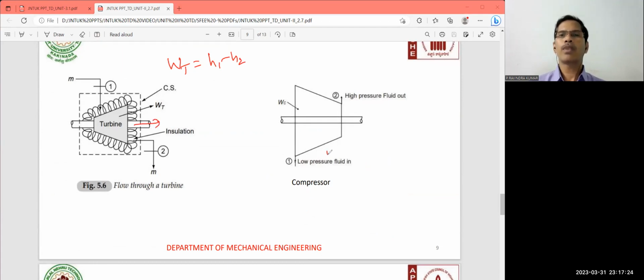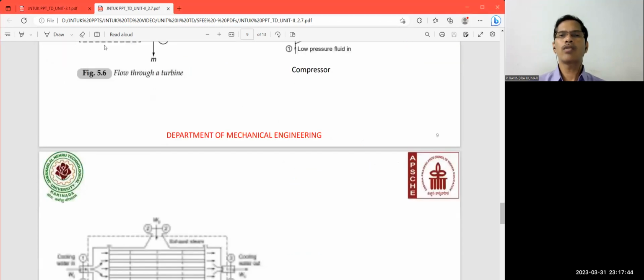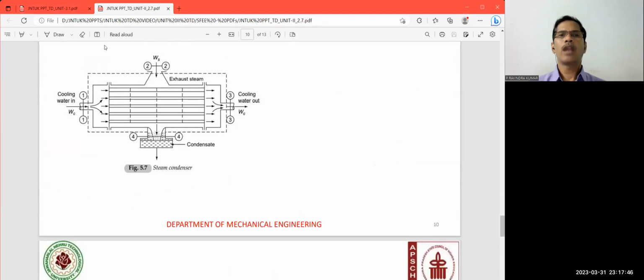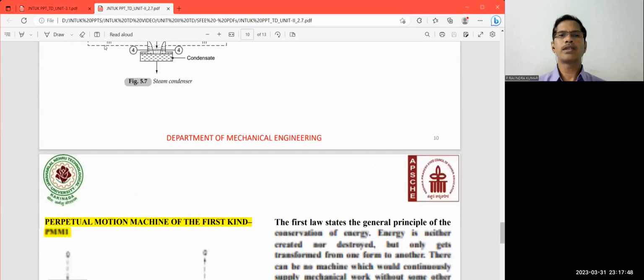Whereas in the case of a compressor, you need to spend work input. That work input is also H1 minus H2, and this is a function of temperature, so Cp into T1 minus T2. This type of equation is what you are going to get. This is how the steady flow energy equation can be applied, and you can apply it to the steam condenser as well.